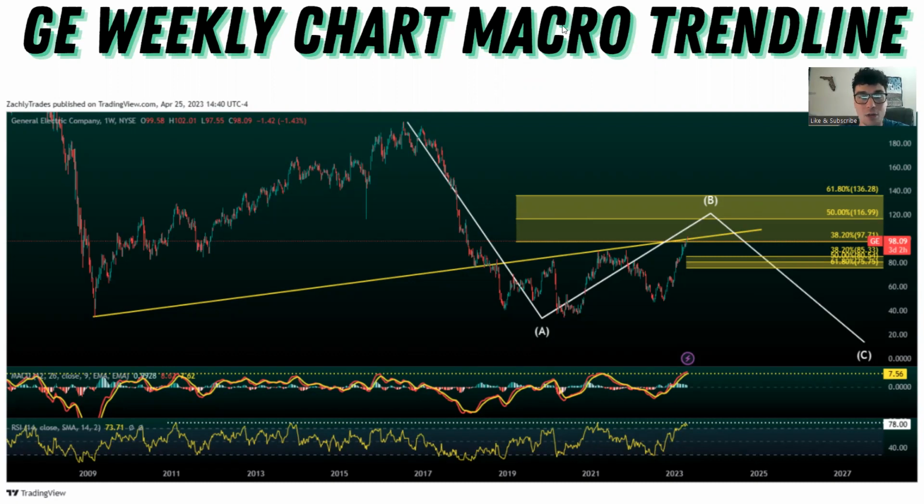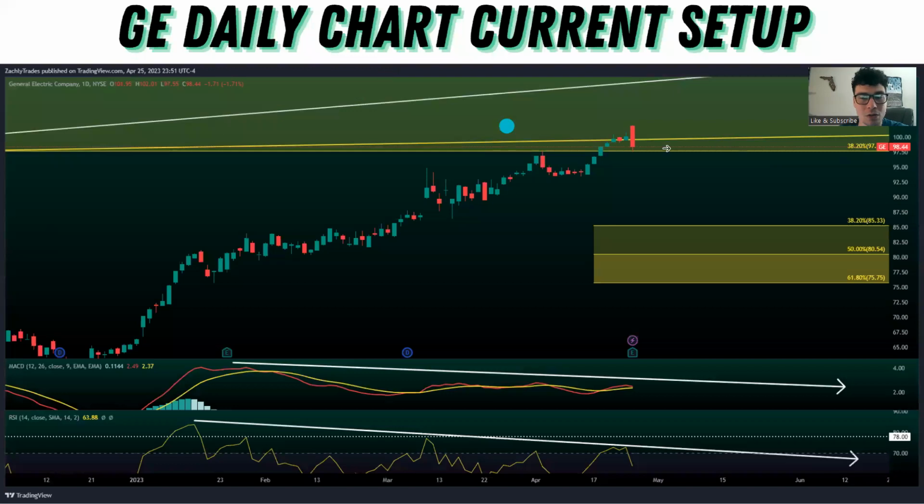Okay, so we're going to go into the weekly time frame chart first. There's a macro trend line right now that we're retesting, possibly getting a break and retest of, and potentially getting this ABC structure to the downside on General Electric. We also have a daily chart setup with a few bearish signals, and a very big bearish engulfing candlestick today on top of its earnings.